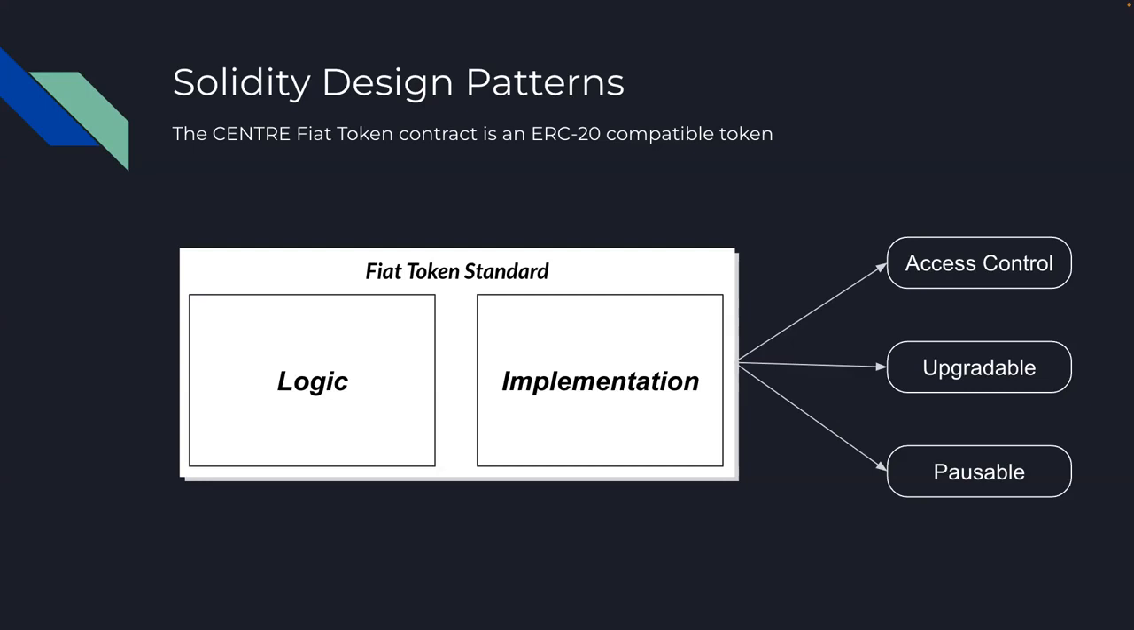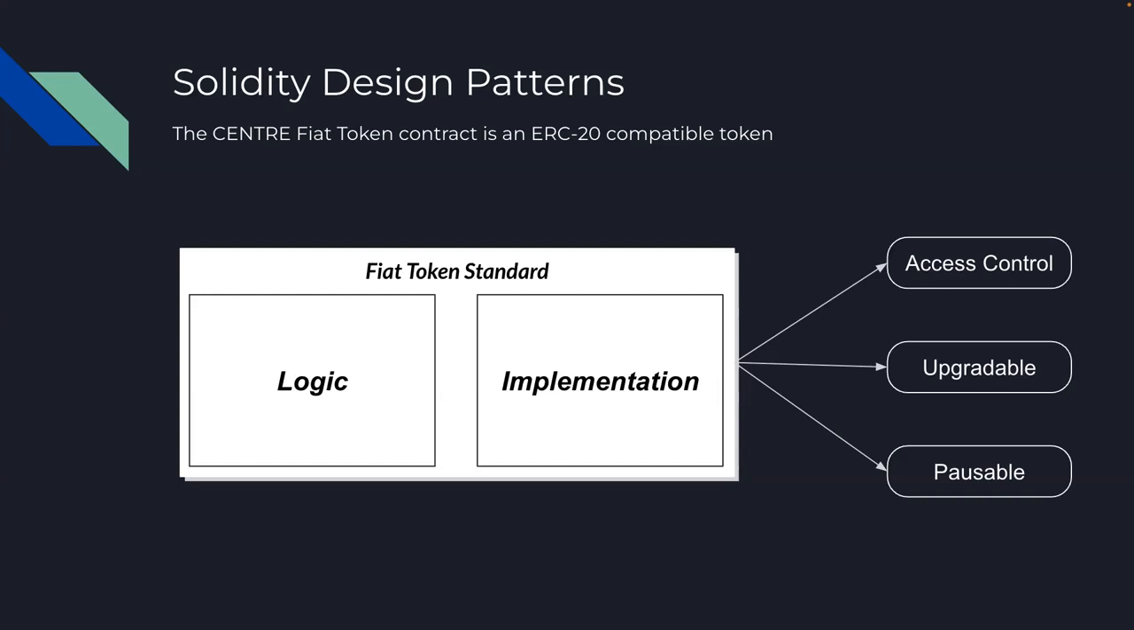Then we have the upgradability design pattern, where we can divide the logic of the smart contract and the implementation of the smart contract. The logic holds all the data and the information about the smart contract, for example, how many tokens a specific address has, or the list of holders of that specific token. And then we have the implementation, which is where we find the functions of this token.